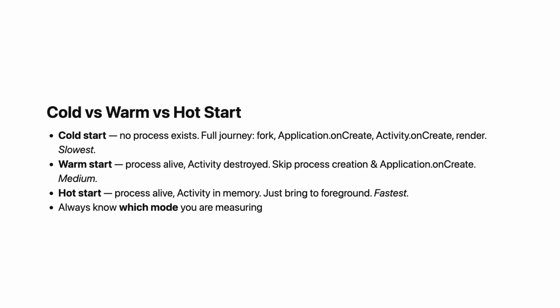A hot start is the fastest. Your process is alive and your activity is still in memory. The system just brings it to the foreground. Maybe it calls onResume, but there is minimal work to do. Understanding these three modes is essential because when you measure startup time, you need to know which mode you are measuring. A hot start of 100 milliseconds tells you nothing about your cold start, which might be 1500 milliseconds.